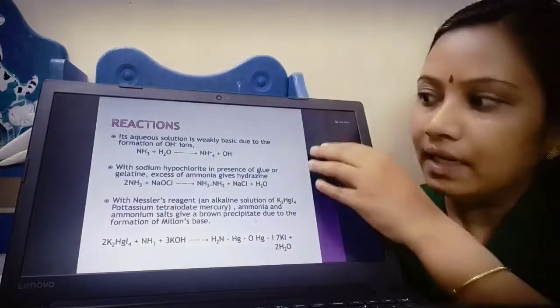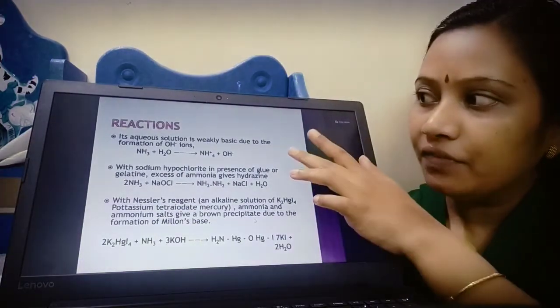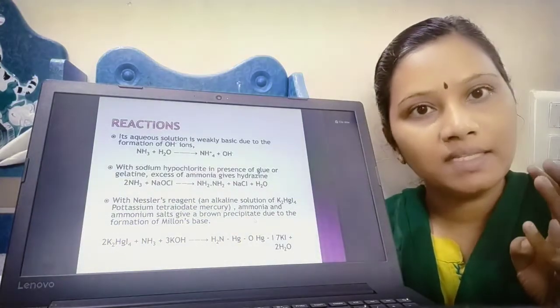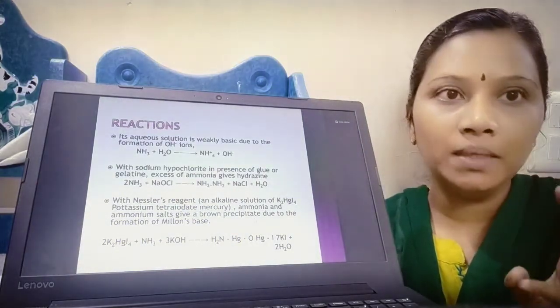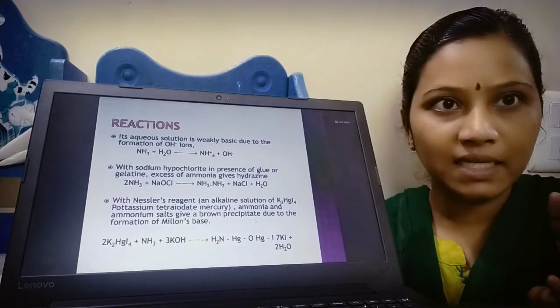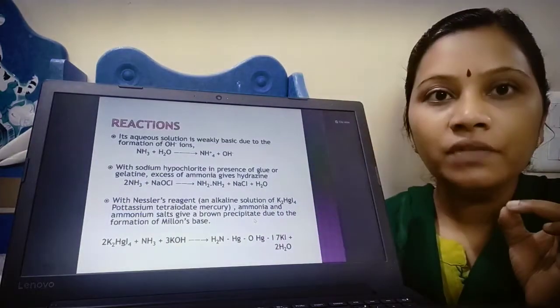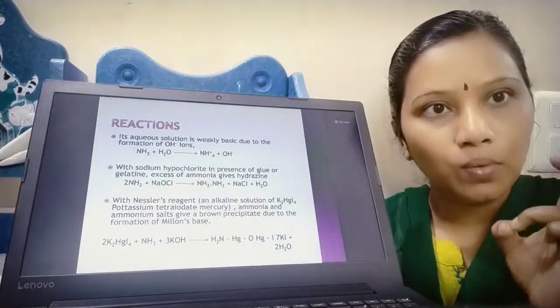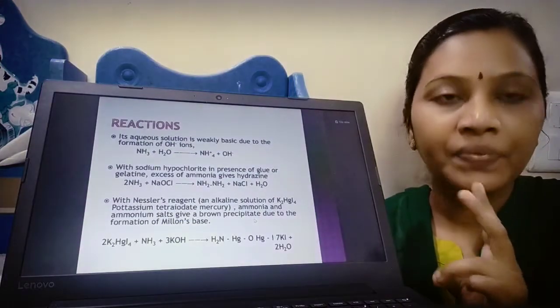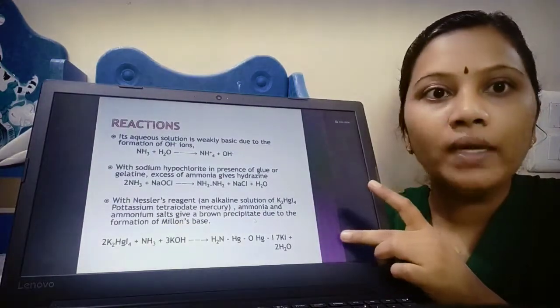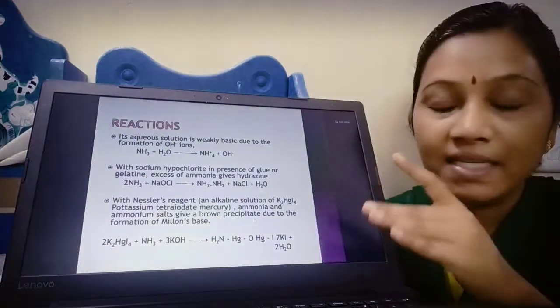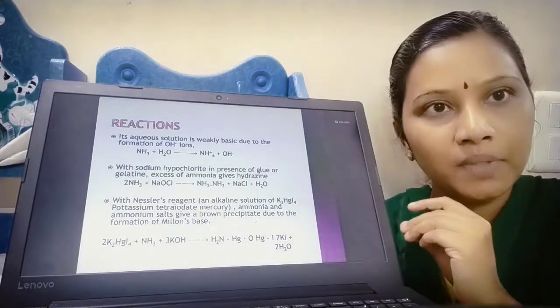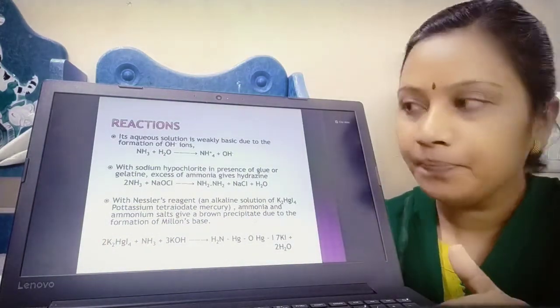Okay. Let me sum up these three reactions. The first reaction: when water is added to ammonia, I will be getting ammonium plus hydroxyl. This reaction is basic in nature. Second reaction: when I treat ammonia with sodium hypochlorite, I will be getting hydrazine. Third reaction: when I treat ammonia with Nessler's reagent, I will be getting a brown precipitate because of Millon's base.